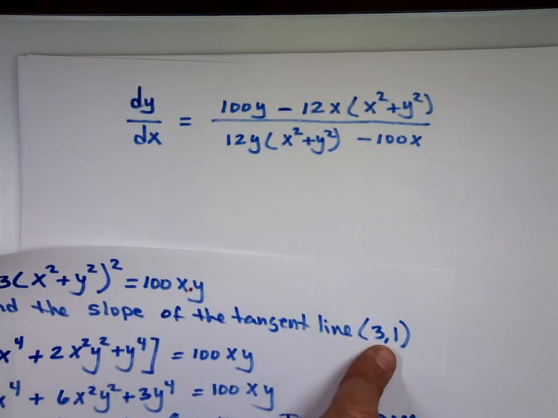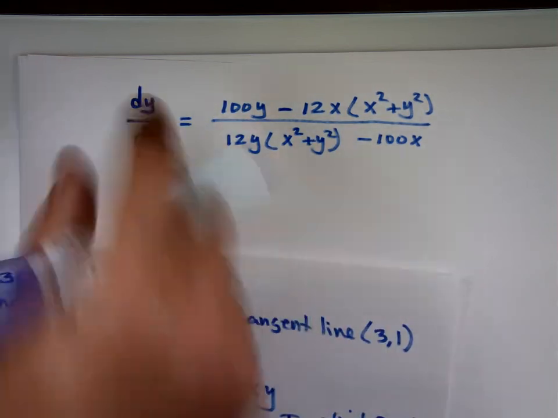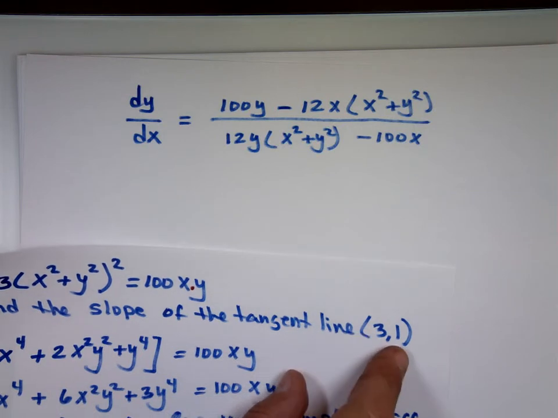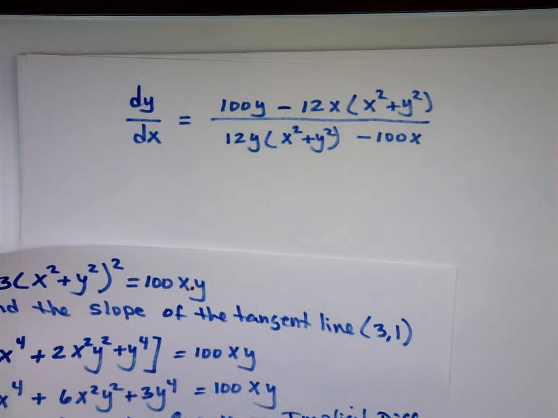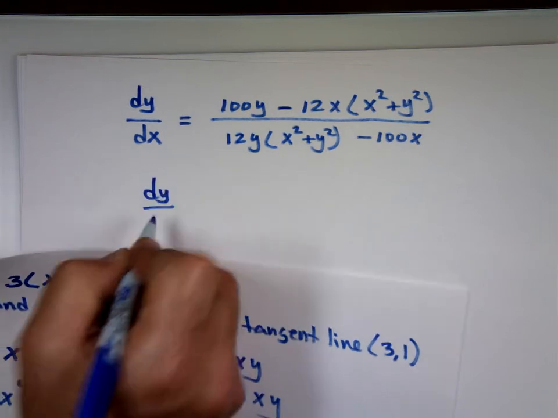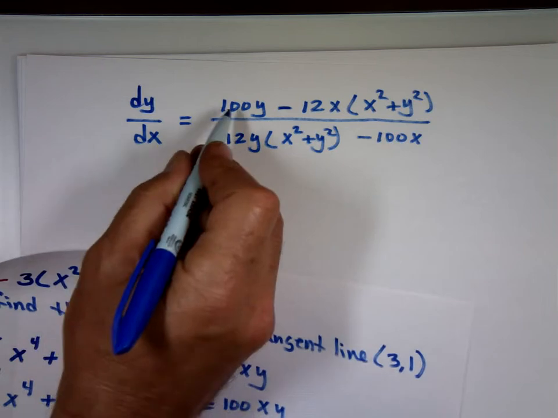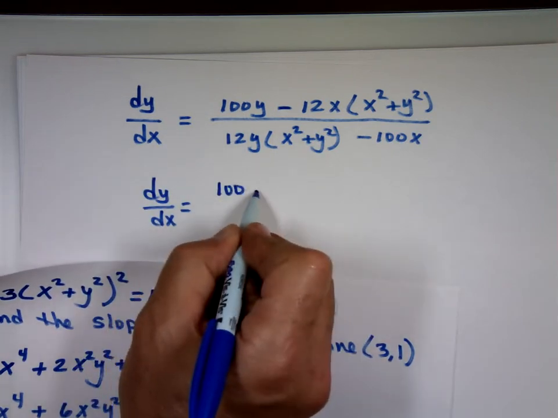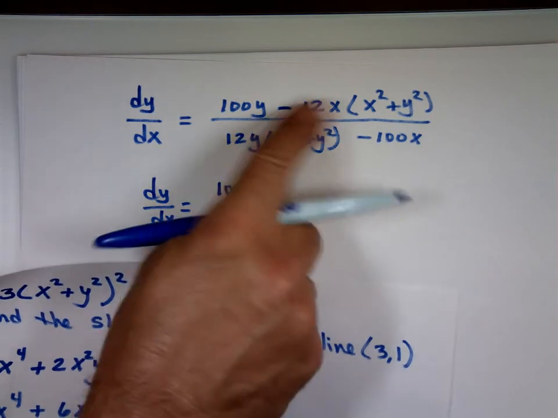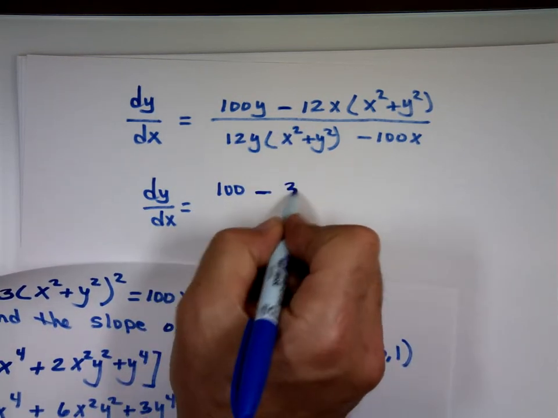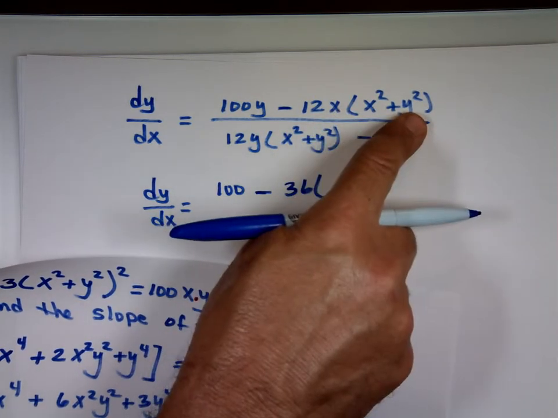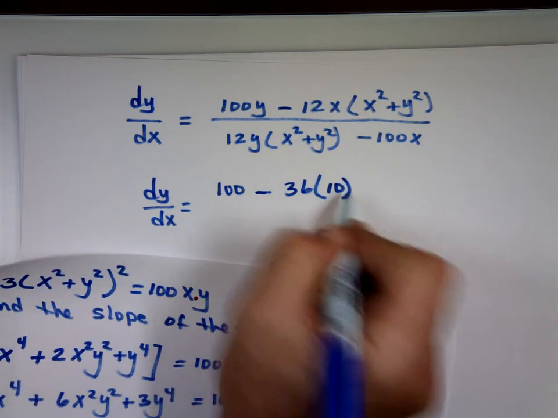Because instead of plugging this equation into that solution box, you can plug in the numbers and write one answer, a lot easier. So x is 3, y is 1. Plug them in. dy/dx. What is 100 times 1? 100 minus 12 times 3, which is what? 36? Times 9 plus 1. 10. We'll come back and simplify it.